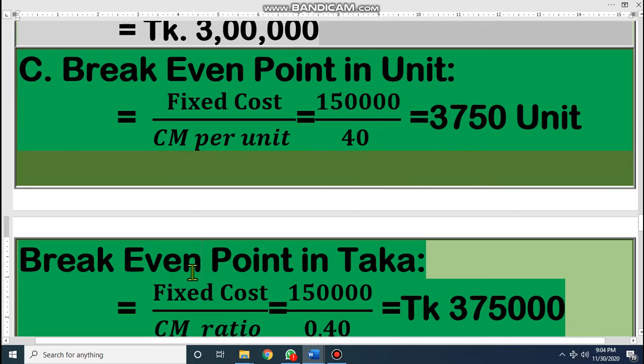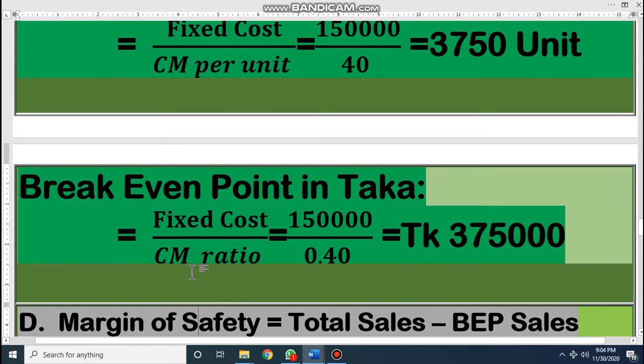Now break-even point in taka. The formula is a little different: fixed cost divided by CM ratio. Earlier it was CM per unit, now CM ratio. Fixed cost is 1,50,000, same amount, and CM ratio is 0.40. That means break-even point in taka is 3,75,000.